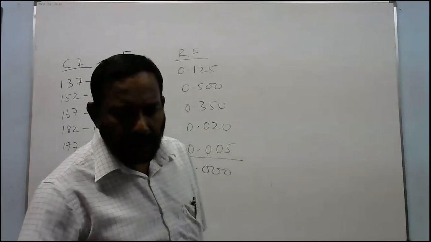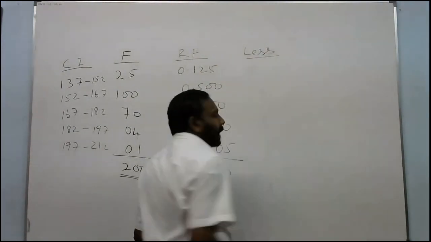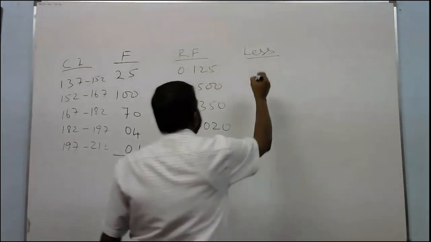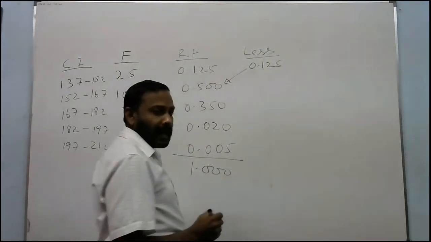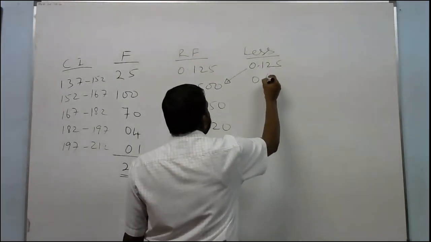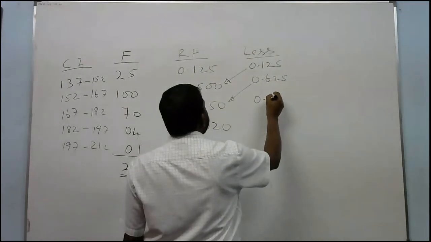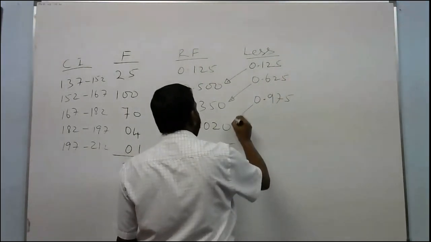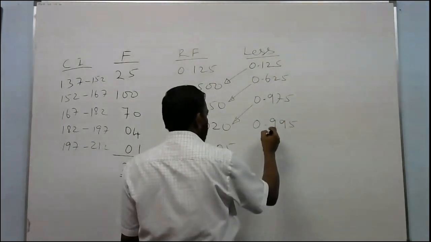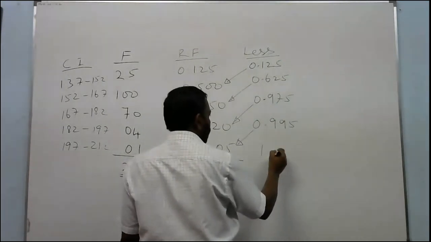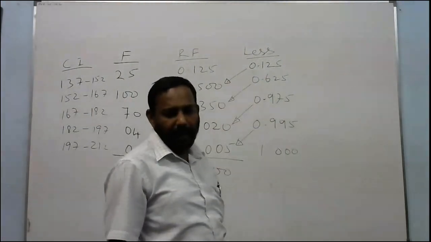Let's look at the less-than relative frequency. How does it work? Simply, it is the frequency of the first category. Then add the frequency of the second category, so that is 0.625. Then add the third category, that is 0.975. Then add the next, that is 0.995. Then add the last, which equals 1. I will show you why we want the less-than relative frequency.